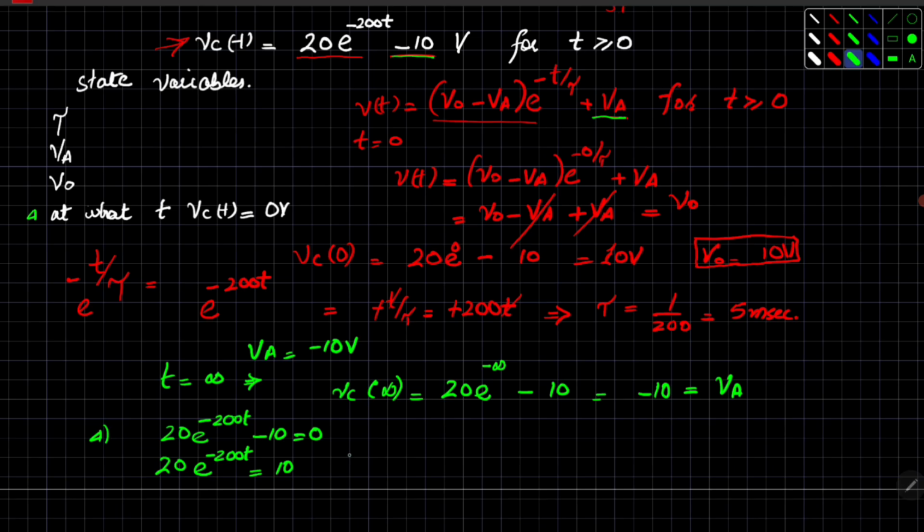So we get e raised to power minus 200t equal to 0.5. Taking natural log on both sides, we get time is equal to natural log of 2 divided by 200, and this will be equal to 3.47 milliseconds. So this is a very interesting and very easy example to evaluate our equation.